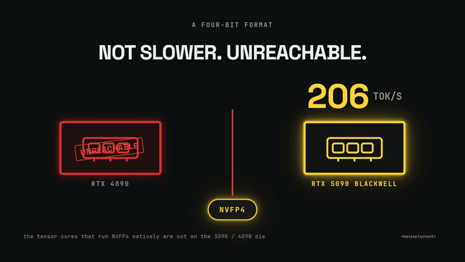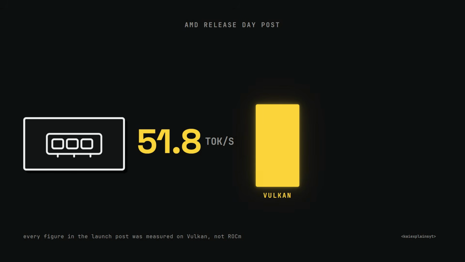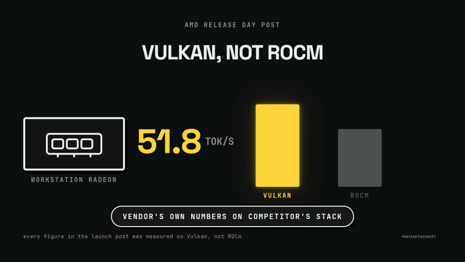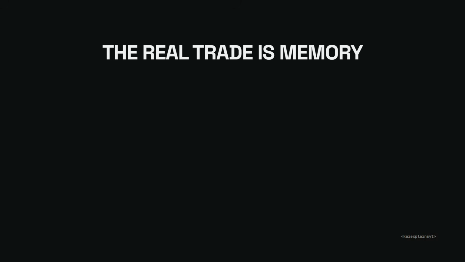It is unreachable. AMD's own release day post quotes up to 51.8 tokens per second on a workstation Radeon, and every figure in it was measured on Vulkan, not ROCm. Not on the stack AMD builds, staffs, and markets. Independent testing puts Vulkan 20 to 30% ahead on generation for these cards, with ROCm ahead on prompt processing. A vendor publishing its own launch numbers on somebody else's backend says more about driver maturity than any blog post ever could. The real trade on AMD is memory.